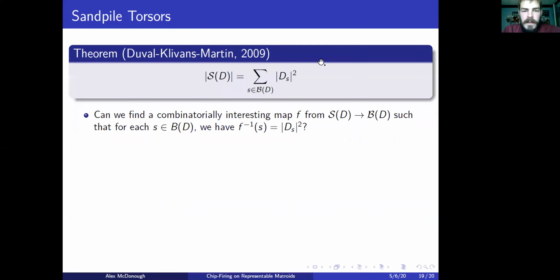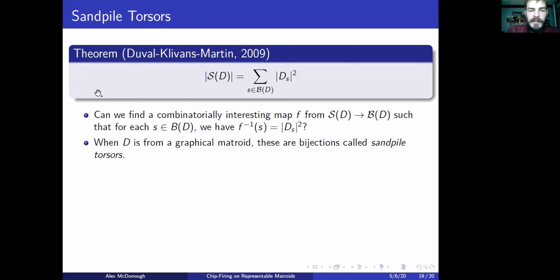Okay. So now we get another question, which is, we want to find a combinatorially interesting map from the sandpile group of D to the set of bases of D, such that the pre-image of any basis is going to have size its determinant squared. We know that such maps have to exist just by enumeration. We know that for each basis, there's its determinant squared many elements of the sandpile group. So the numbers are correct, but the challenge is to find a combinatorially interesting map that does this.